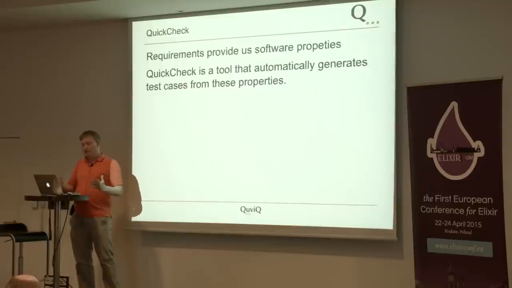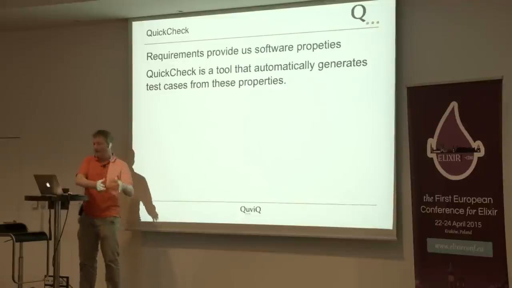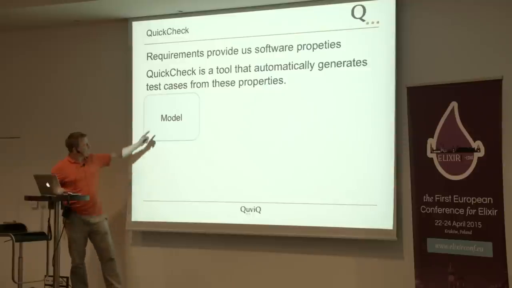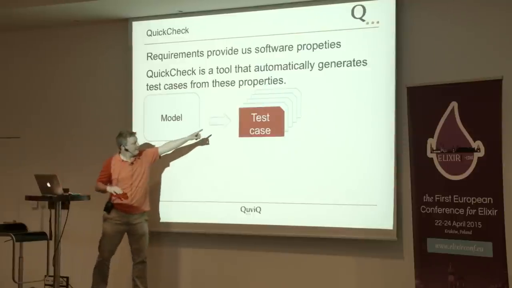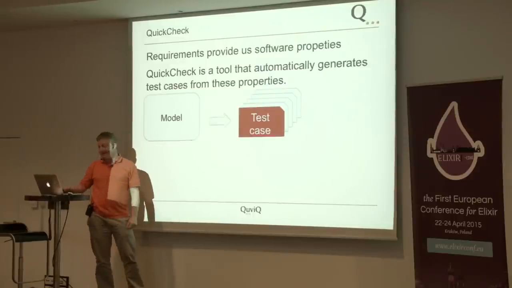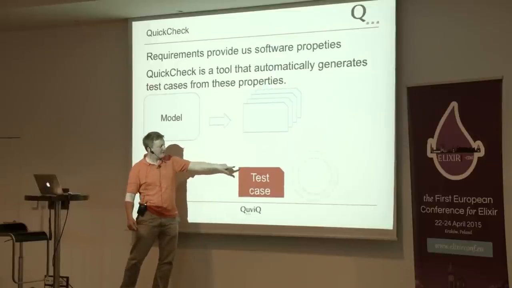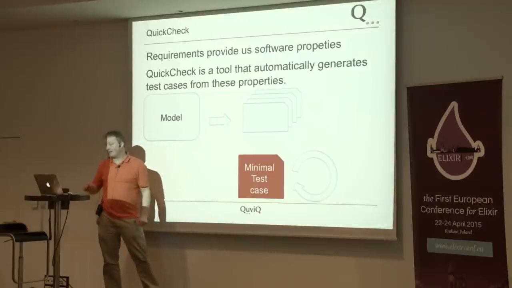So, in summary, QuickCheck: if you have requirements, the requirements provide us the properties of the software, and QuickCheck is a tool for going from those properties to automatically generate test cases to test the system against that. It starts from a model, it generates test cases. If you find a failing test case, it automatically takes that test case, shrinks it to the minimum test case that it can find, and presents that minimum test case.